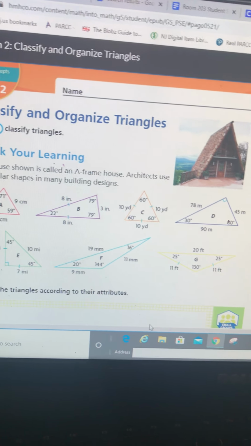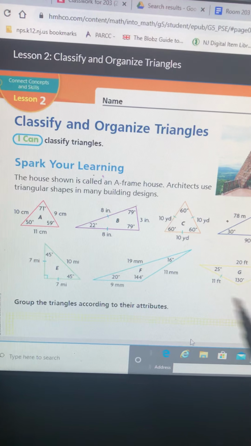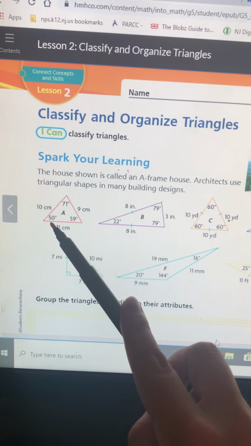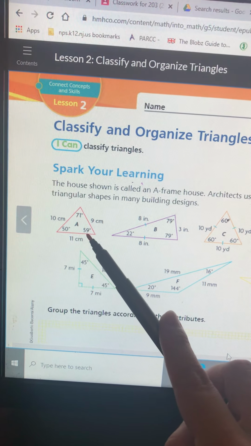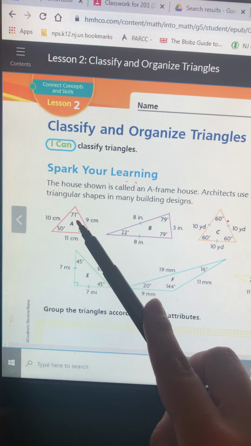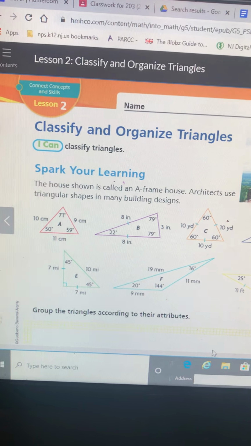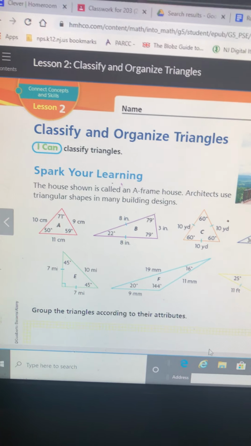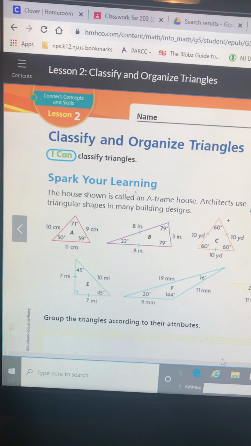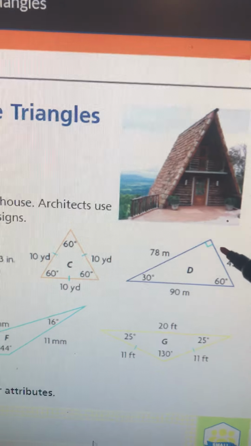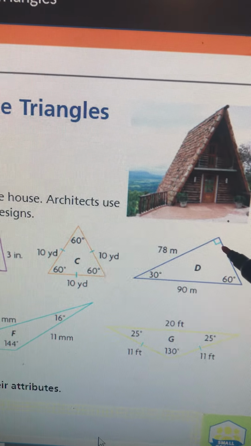So all these triangles that you see here, they have their angles. So this is a 50-degree angle. This is a 59-degree angle. This is a 71-degree angle. And that's going to help us classify whether it's obtuse, acute, or right. So if it's a right angle, it's going to measure 90 degrees. And it's not going to tell you. Like here, it's 90 degrees.